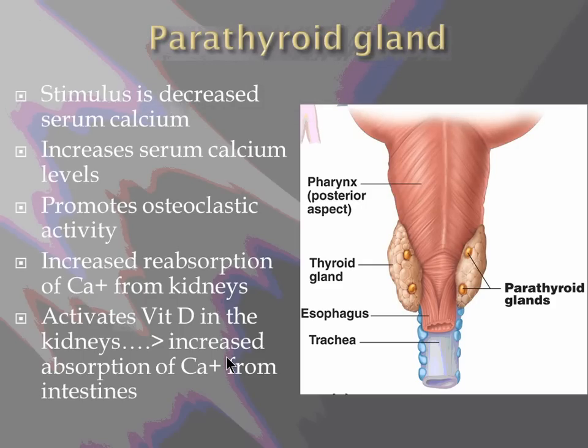Let's look at the parathyroid gland. As the name suggests, para meaning by the side of the thyroid gland. So this lies on the posterior aspect of the thyroid gland. So this is the posterior aspect of the pharynx and the posterior aspect of the thyroid gland.